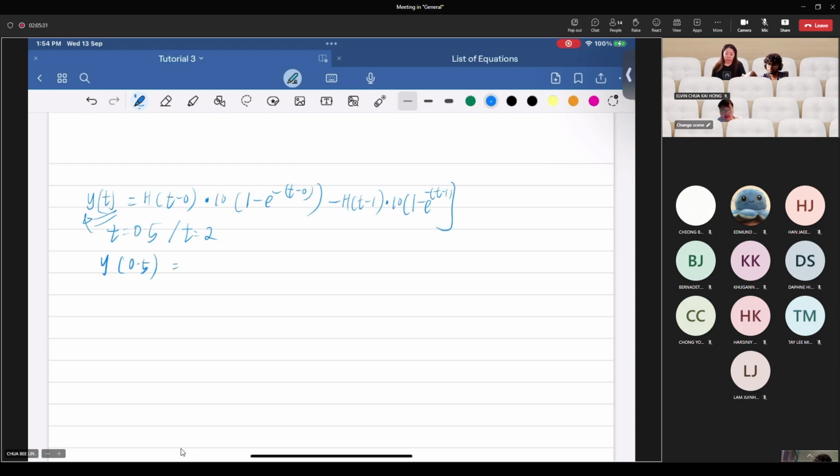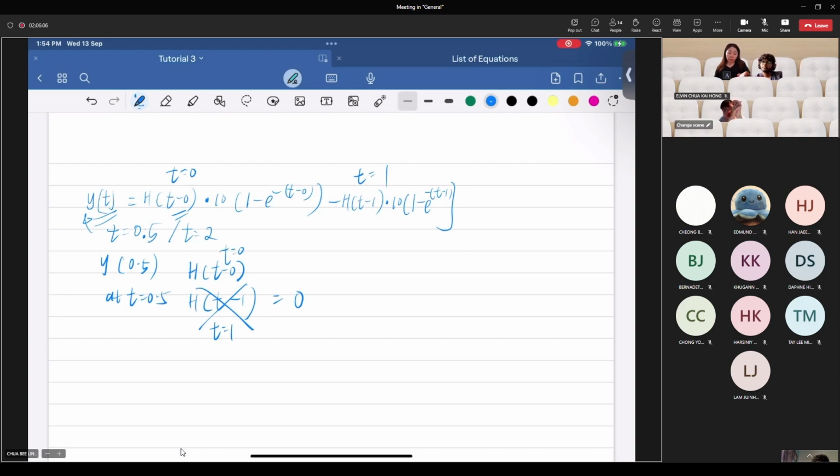So t equals 0.5. You have learned that when t minus 0 means t equals 0, and this one t equals 1. So when t equals 0.5, you should relate to what you have learned. You have 2, h(t minus 0) and also h(t minus 1). At t equals 0.5, this one is not yet open, so it is 0, because this one is t equals 1, this one is t equals 0.